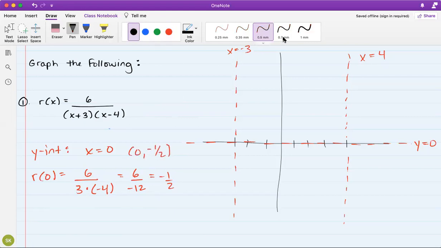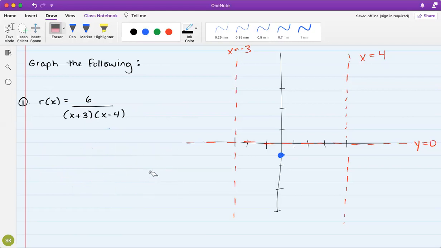Let's put a dot. I'm going to actually do this in blue. At 0, -1/2. So if this is, let's say, 1, 2, 3, 1, 2, 3, here is our y-intercept. So jot that down, put a little dot. Now let's find our x-intercepts, if we have any. So remember, to find an x-intercept, we set y equal to 0. In this case, this is r of x. And then we solve for x. So I'm going to set this equal to 0.